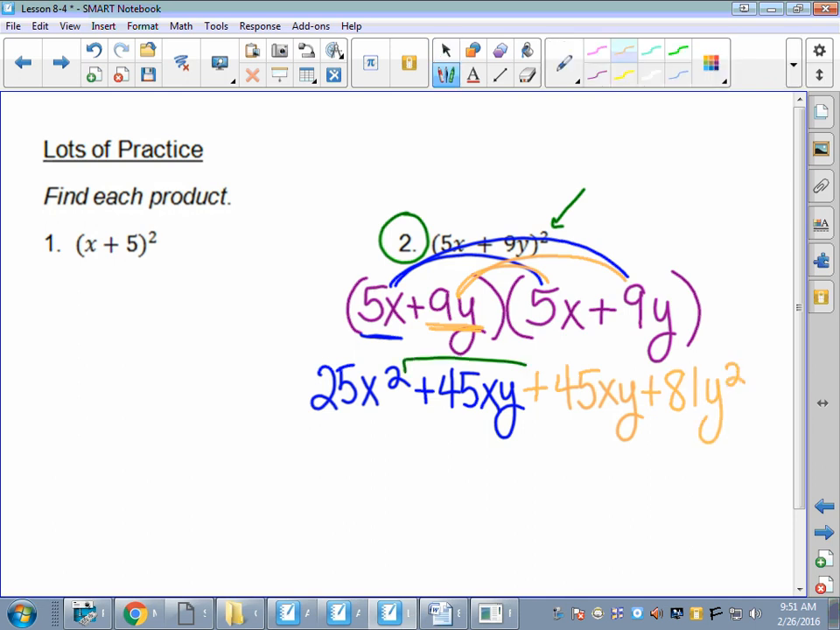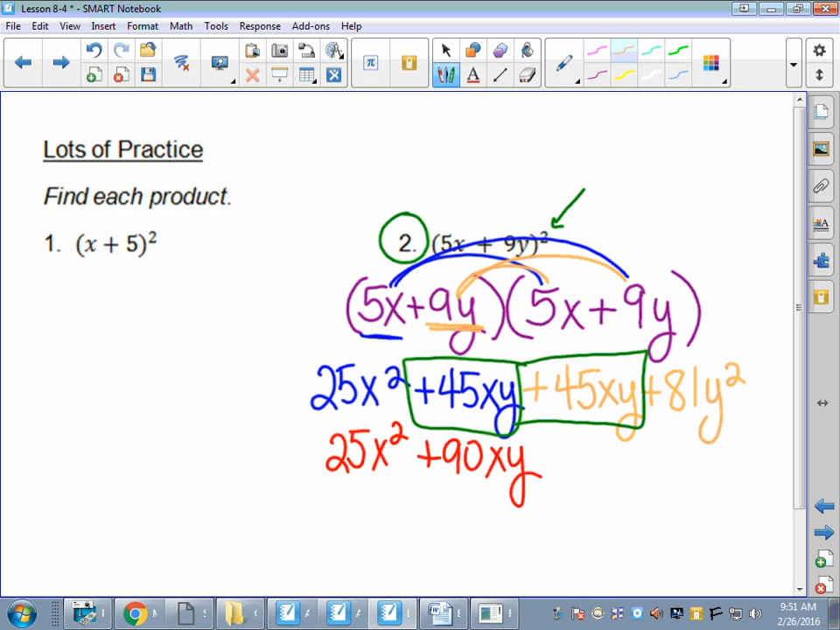One pair of like terms here in the middle. You will find that those guys should be identical. So when you add them together, you end up with a plus 90xy. Remember, your variables stay the same. Add the coefficients, plus 81y to the second.